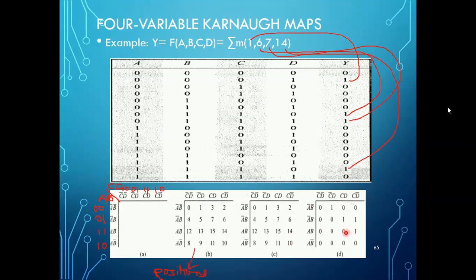So only up to here we have done. Later you can do the pairings and all. That is the next step, but we have not shown that particular thing in this problem. We have just plotted the min terms to the K map in this particular problem.